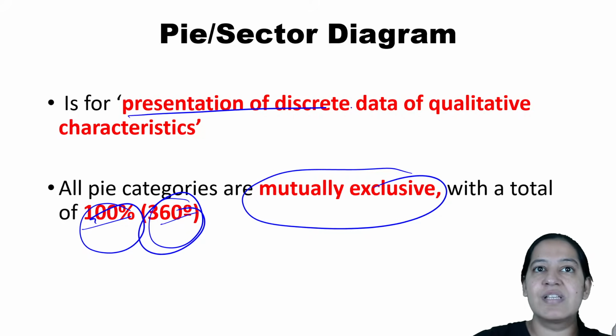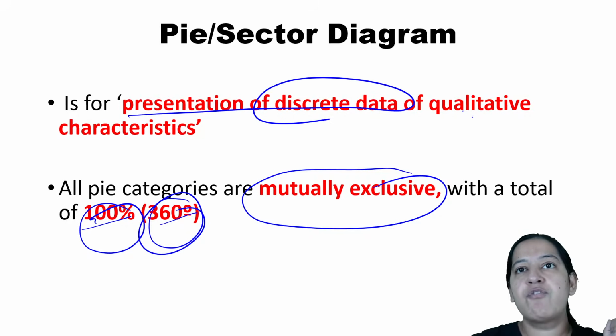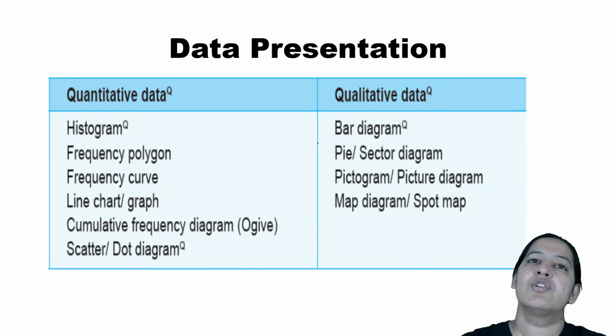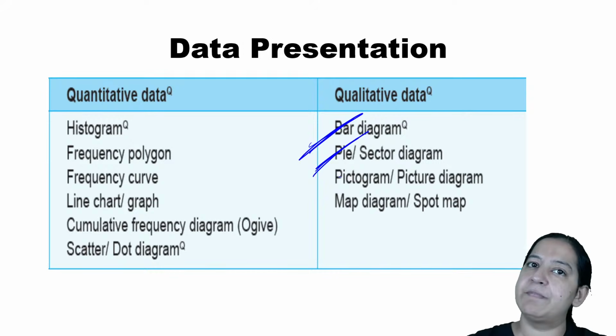So this is presentation of discrete data of qualitative character. Here is no quantitative. Here is qualitative character. So we are done with bar diagram. We are done with pie sector.